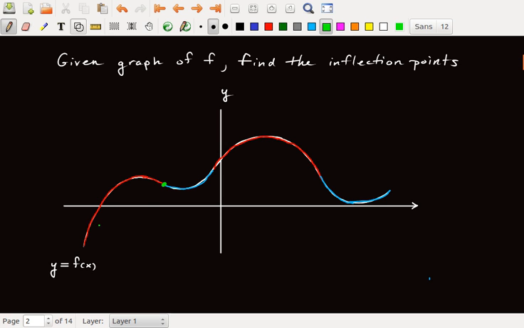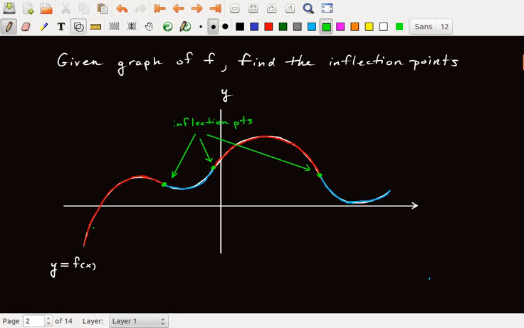So here's a place where I change from concave down to concave up, concave down to concave up. So there are 3 points of inflection. Here, here, and here. Those are my inflection points. So where I change from concave up to concave down, or vice versa.